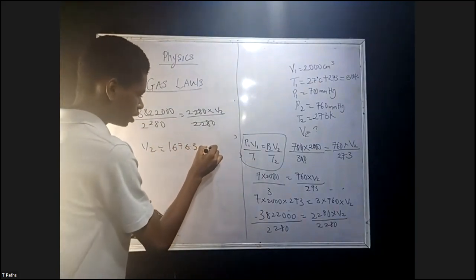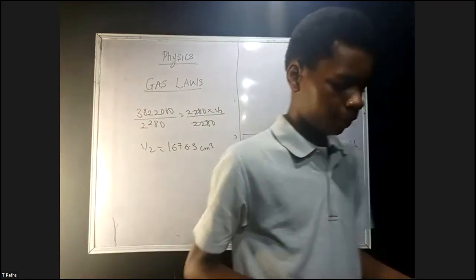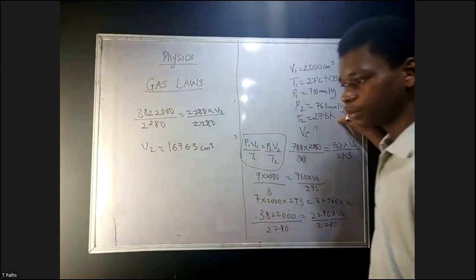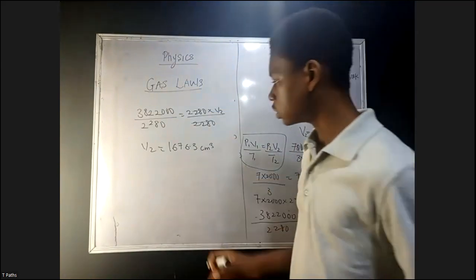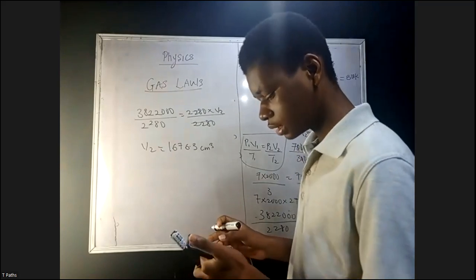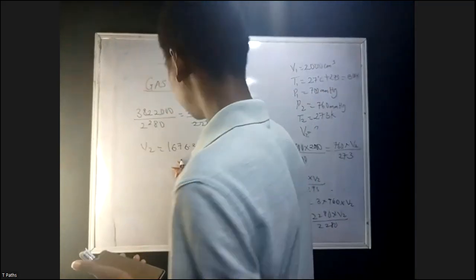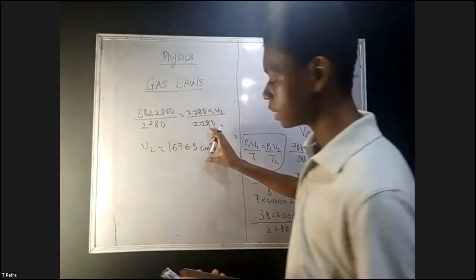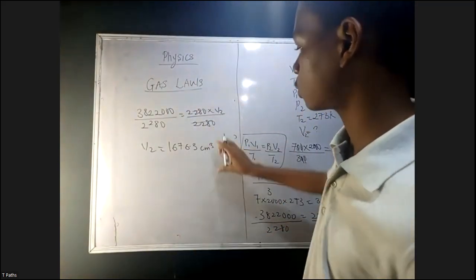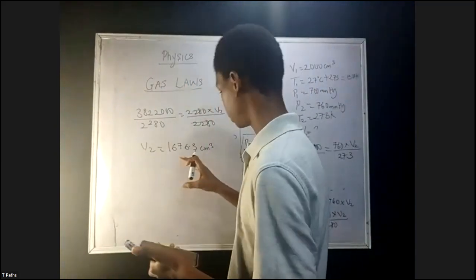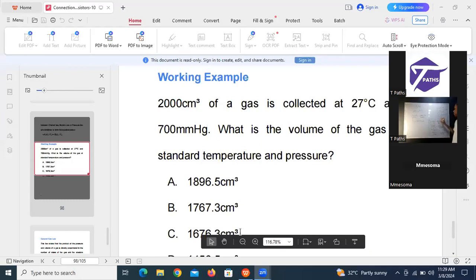1676.3 centimeter cube. So now what I have to do is, here is the value of my volume at standard pressure and temperature of the gas, 1676.3 centimeter cube. So now, which is option C? The option that correlates with my answer here is option C, which is 1676.3 centimeter cube, the volume of the gas at standard temperature and pressure. Option C. All right. So now we're moving to general gas law.